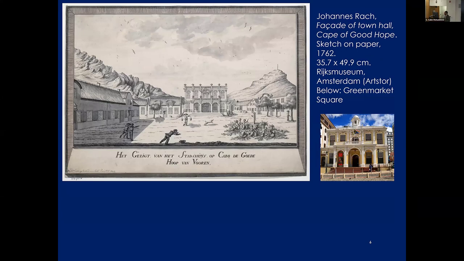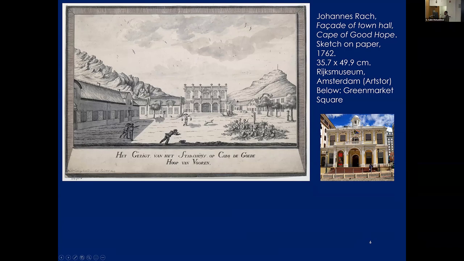This famous image by Johannes Rach is one of the very few that survives that shows the ordinary people. And here, in fact, this is such an ordinary scene. The building still exists. This is the town hall. Here's a man relieving himself against a tree. And here are various people. This is likely to have been an enslaved person, because slaves were, in the Dutch colonial period, the main source of labor at the Cape. And here there seem to be people perhaps selling fruit and vegetables in the town square.